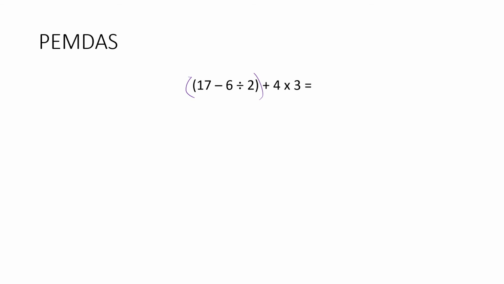Well, when we're inside the parentheses, our MD in our PEMDAS guides us to tell us what we do first. So the first thing we'll do is any multiplication or division. In this case, we have division. We have 6 divided by 2. So 17 minus, and what is 6 divided by 2? That's 3. Close our parentheses, plus 4 times 3.